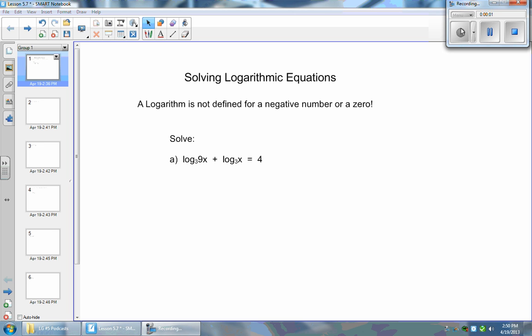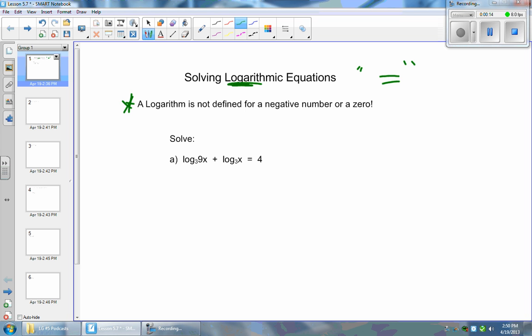Right, so let's look at starting to solve logarithmic equations. Now, remember, a logarithmic equation has to have a log in it, and it has to have an equal sign. That's what makes something an equation. But here's something that's really, really important to understand. A logarithm is not defined for any negative number or any zero.